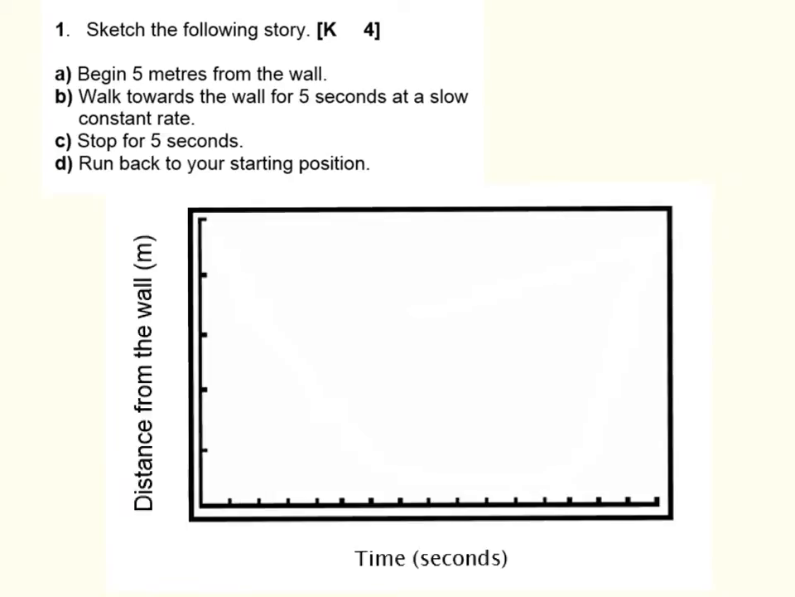Alright, to answer this question, first you must read it. Sketch the following story. Begin 5 meters from the wall. Walk towards the wall for 5 seconds at a slow, constant rate. Stop for 5 seconds. Run back to your starting position.